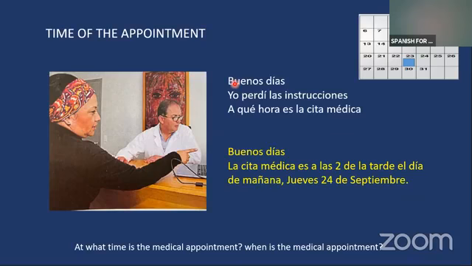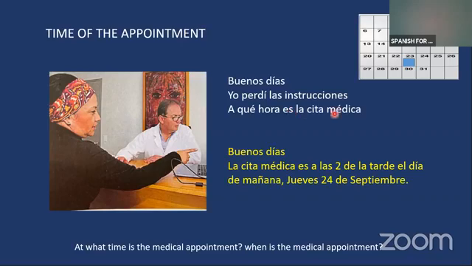So let's go back and see what's going on here in English. It says, good morning. I lost the instructions. Yo perdí. So what's perdí? Perdí is lost. What is yo? I lost the instructions. ¿A qué hora es? This is very important for you. Try to memorize this because you are going to listen to that a lot. ¿A qué hora es my appointment? ¿A qué hora es my CT scan? ¿A qué hora es my vaccination? ¿A qué hora es the doctor in the office? At what time is? At what time is?